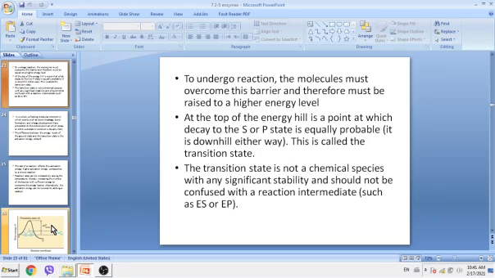To undergo reaction, the molecule must overcome this barrier and therefore must be raised to a higher energy level.